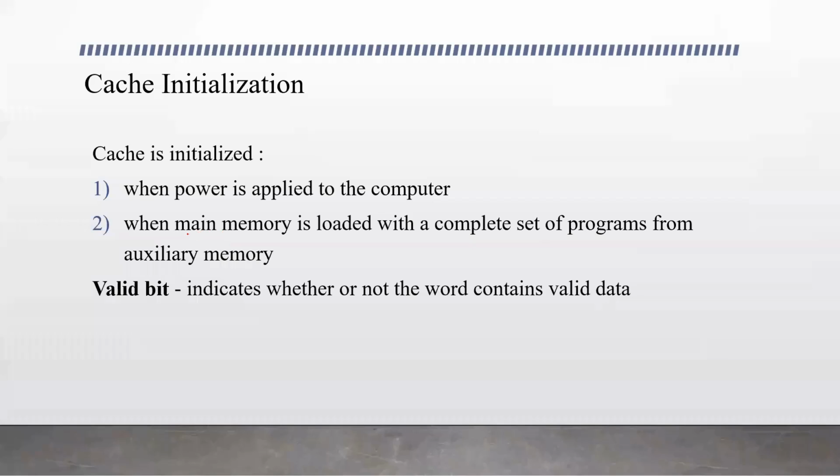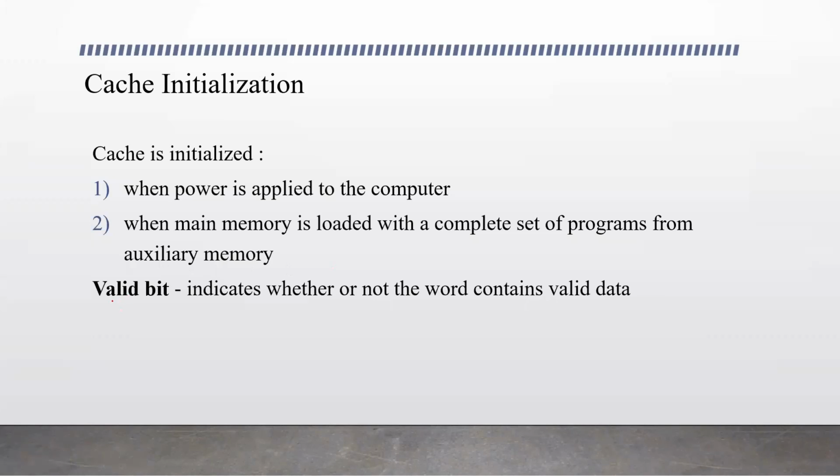And the other time when cache is initialized is when main memory is loaded with a complete set of programs from auxiliary memory. When the CPU wants to execute a new program, it loads that program into main memory from auxiliary memory. In that case, cache is initialized. Initializing means setting the words in cache to 0.